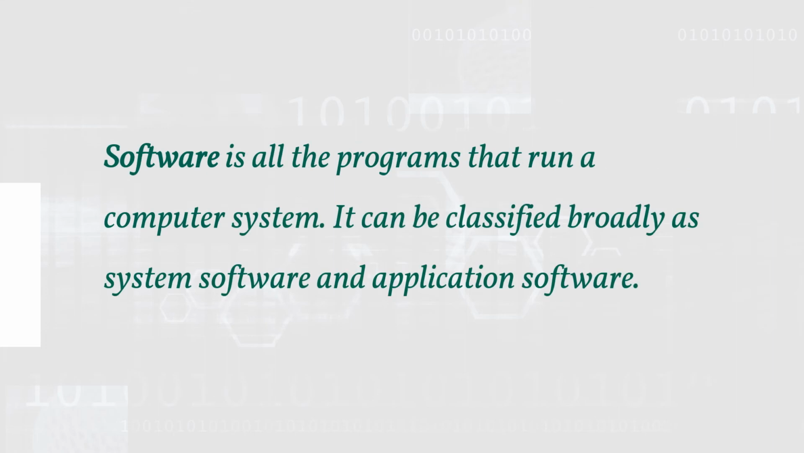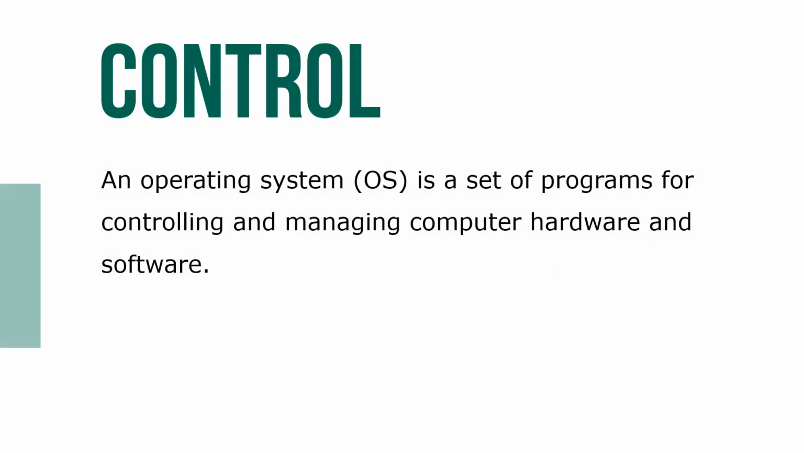Software is all the programs that run a computer system. It can be classified broadly as system software and application software. An operating system, OS, is a set of programs for controlling and managing computer hardware and software.